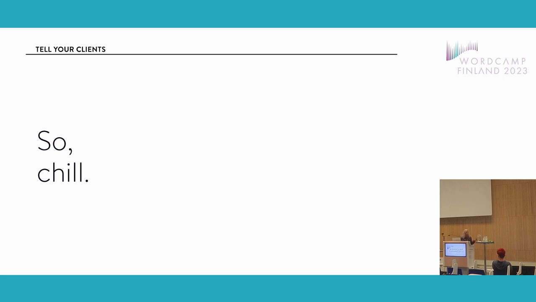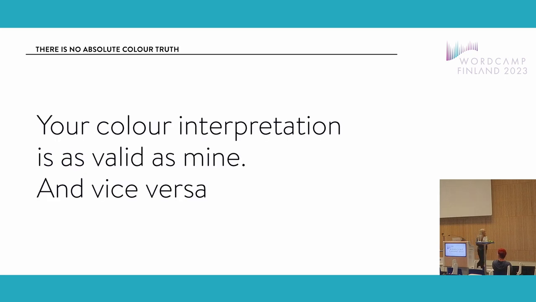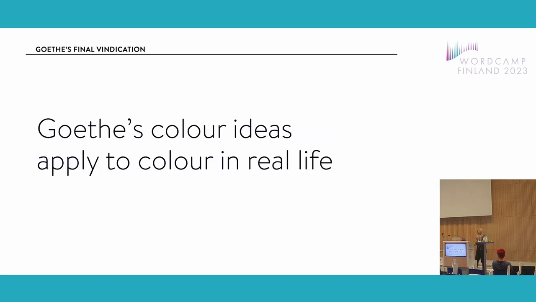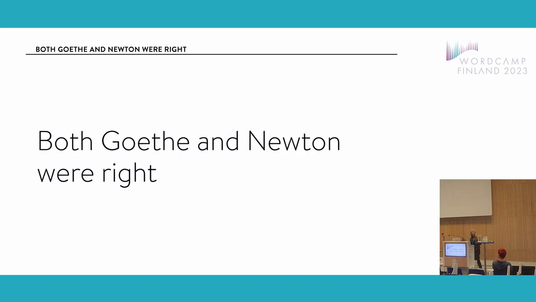It really doesn't matter. There is no absolute color truth. Your interpretation is as valid as mine and vice versa. So all of those of you who saw it as gray, I was wrong, you were right, but were you? Who cares? I'm not going to see it gray just because someone tells me to, I still see it as pink. So Goethe's color ideas apply to color in real life. That's exactly what he was saying. That is phenomenal. So they were both right. Both Goethe and Newton were right.